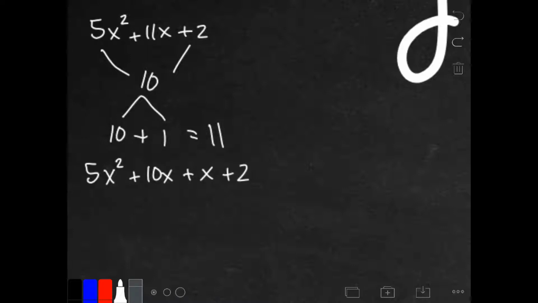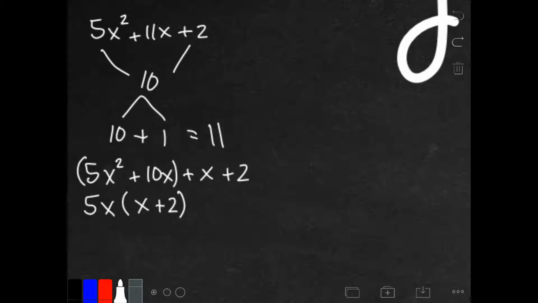Well, I'm looking at the first 2 terms. What can I factor out of 5x squared and 10x? The greatest common factor of 5 and 10 is 5. The greatest common factor of x squared and x is x. When I factor out a 5x, what is left over? Well, 5x squared divided by 5x is going to give me x. 10x divided by 5x is 2, so a positive 2, or plus 2.